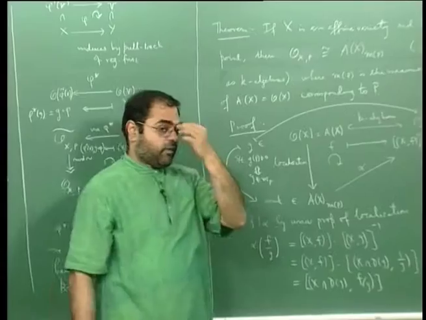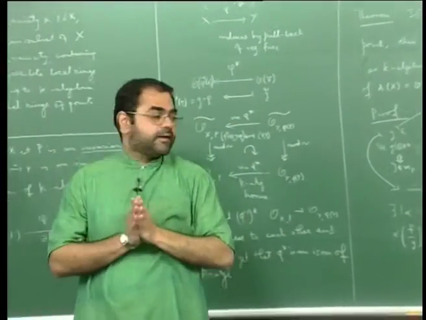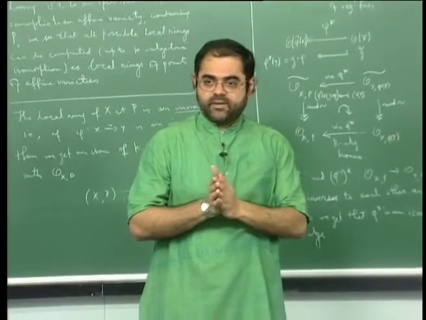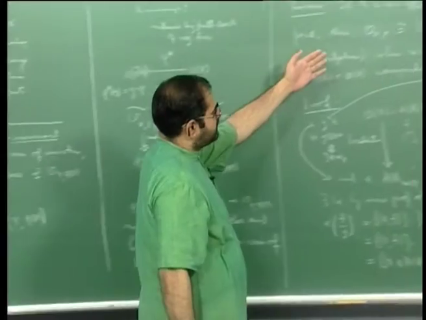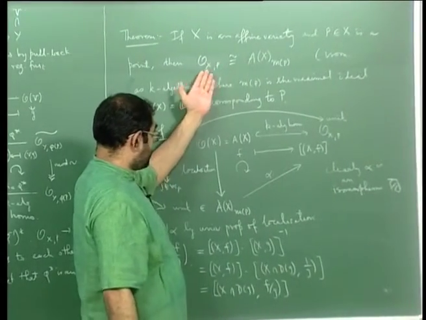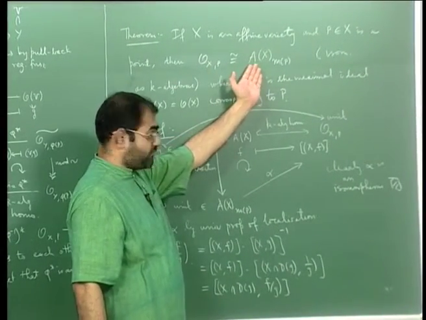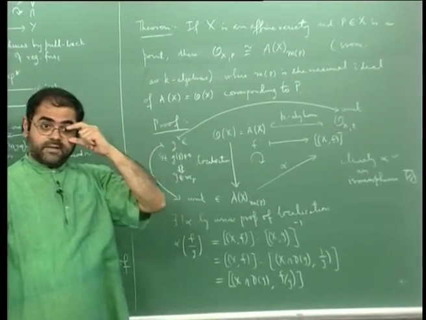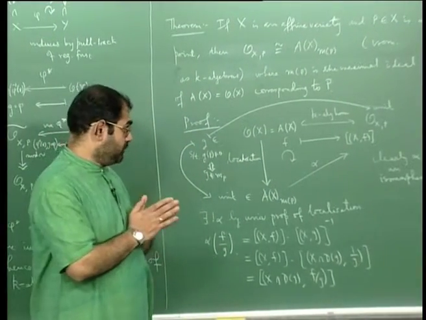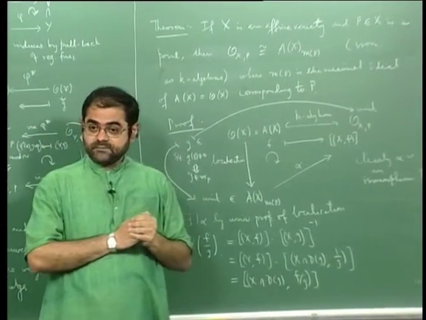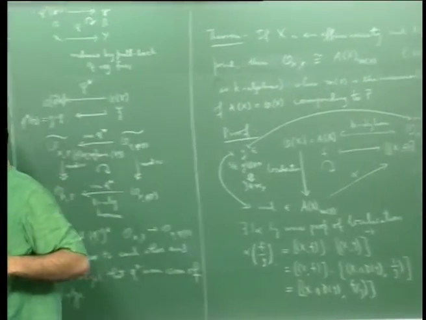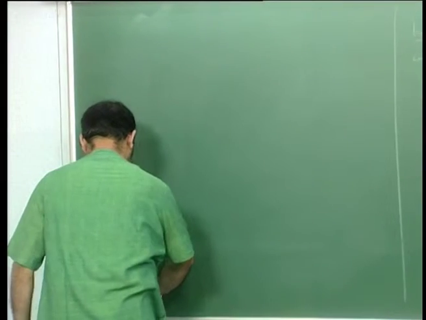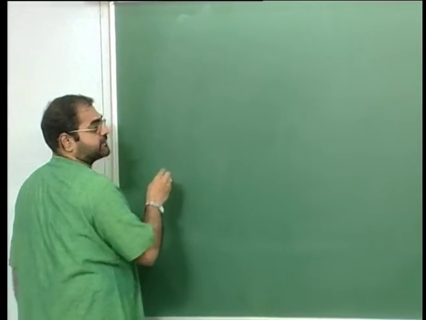Okay, now what I am going to do is try to do the same thing for a projective variety. Just as in the case of an affine variety, the local ring is given in terms of localization of the affine coordinate ring. In the case of the projective variety, it will be given by a suitable localization of the projective or homogeneous coordinate ring of the projective variety. So let me state that. Here is the theorem.